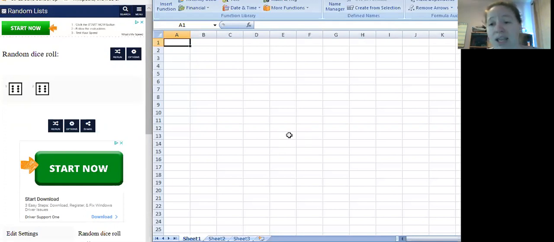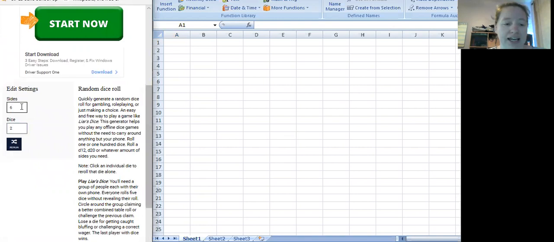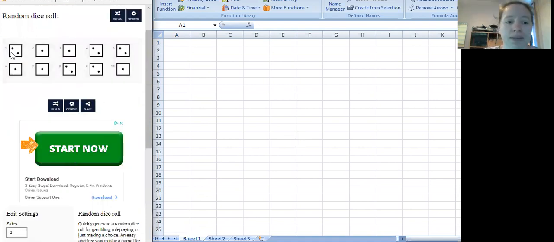Here's the thing though. Since I'm using the random dice roller, I'm actually going to use 1s and 2s. I'm not going to do 0 and 1. I'm going to tell this that it has 2 sides, and I'm going to get like 10 dice. Okay, that's my first one, second one, third one, fourth one, fifth one. You see the itty bitty little number next to it? That's what I'm doing with the numbers.